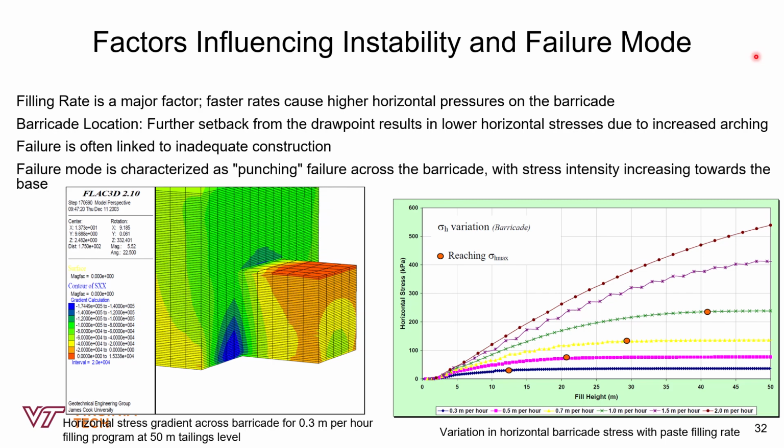Now look at the 3D model on the left. This simulation is showing the stress concentration on the barricade. So you can see red and yellow zones right at the bottom corner. And this illustrates what we call the punching failure. It means that the stress doesn't push the whole wall over. It just concentrates at the base and tries to punch a hole right through the barricade.